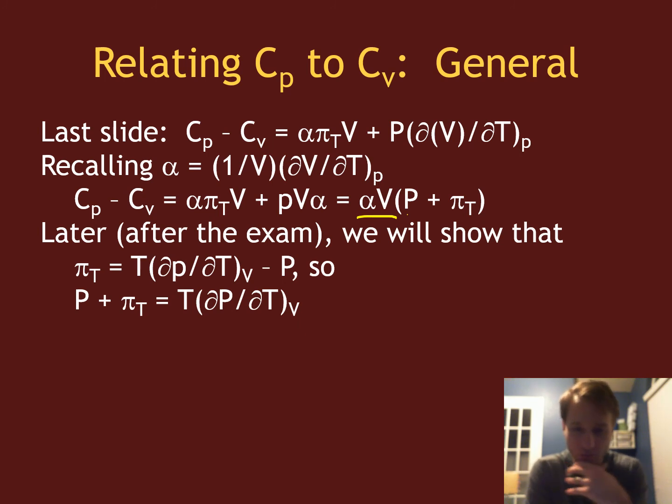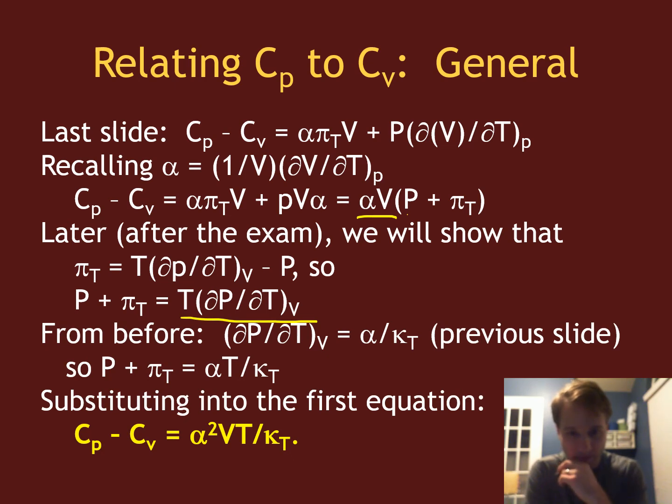What we'll show later, after we talk about entropy, is that this pressure plus internal pressure is equal to temperature times del P del T under constant volume. And we know del P del T under constant volume from earlier in this video is equal to alpha divided by kappa sub T, the expansion coefficient over the isothermal compressibility. So P plus the internal pressure pi sub T gives us alpha T over kappa sub T.